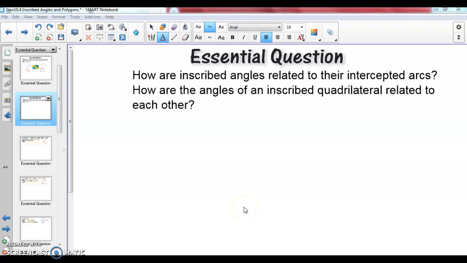This week's lesson focuses on inscribed angles and inscribed polygons. Specifically, we will try to answer these two essential questions. How are inscribed angles related to their intercepted arcs? And how are the angles of an inscribed quadrilateral related to each other?